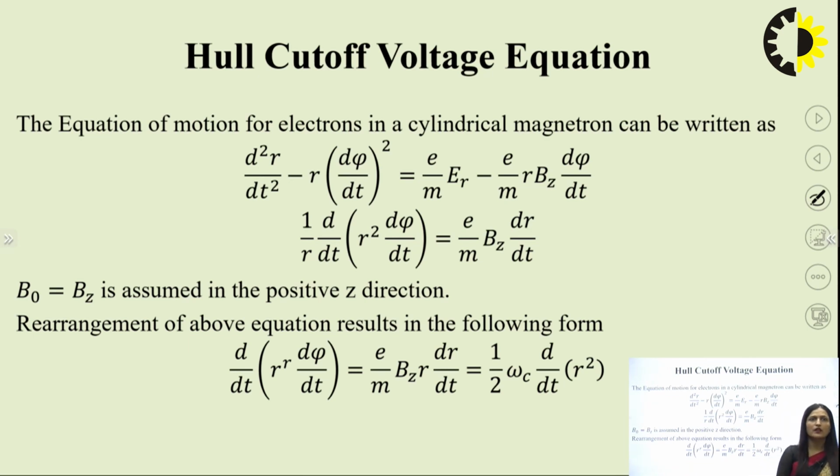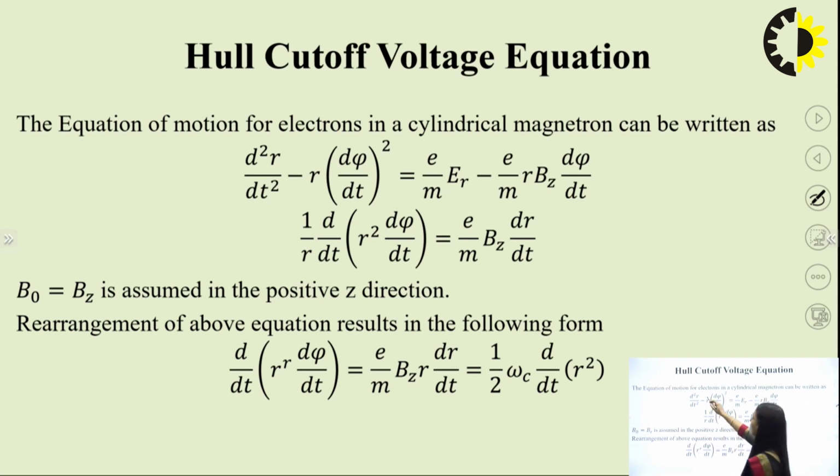So one Hull cutoff voltage is here, after which we are giving the field to the cathode, and this is your magnetic field. After that, if we increase the magnetic field, then your electron will come back to the cathode and back heating will be created.